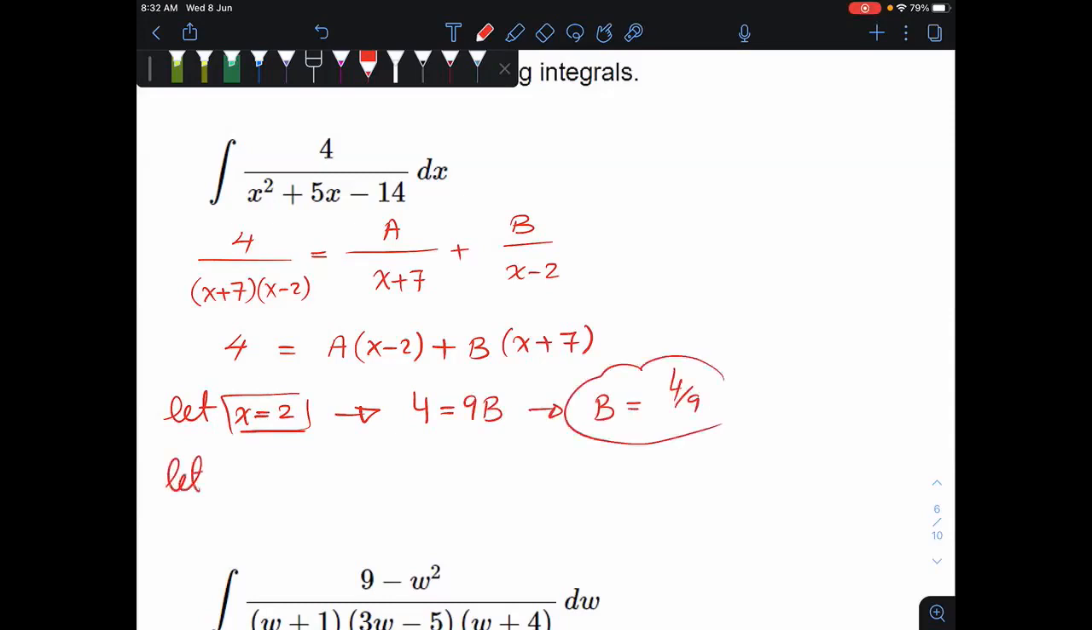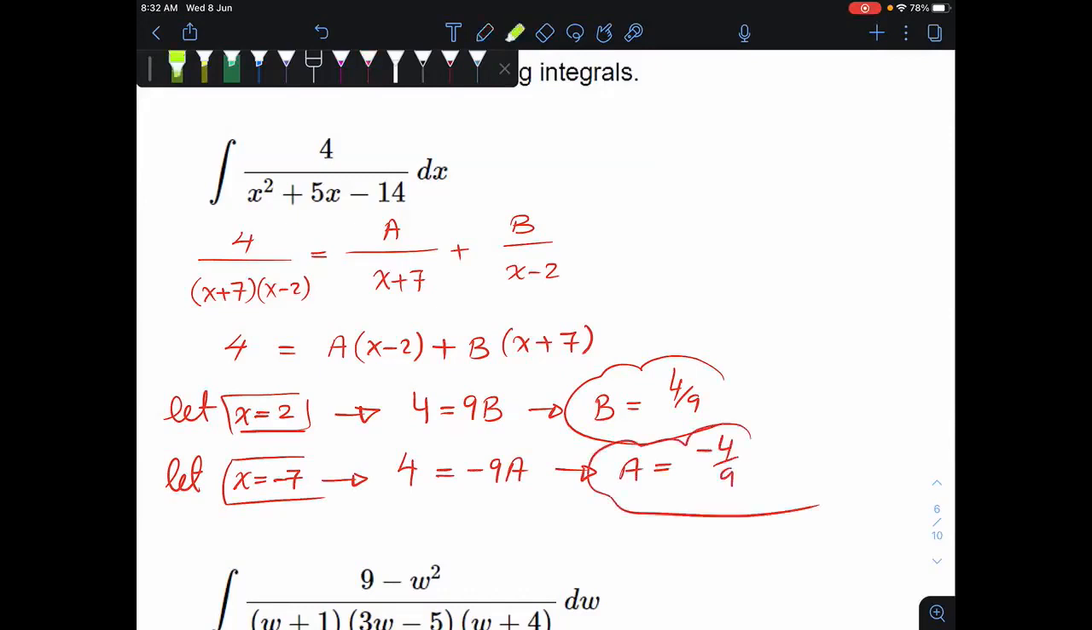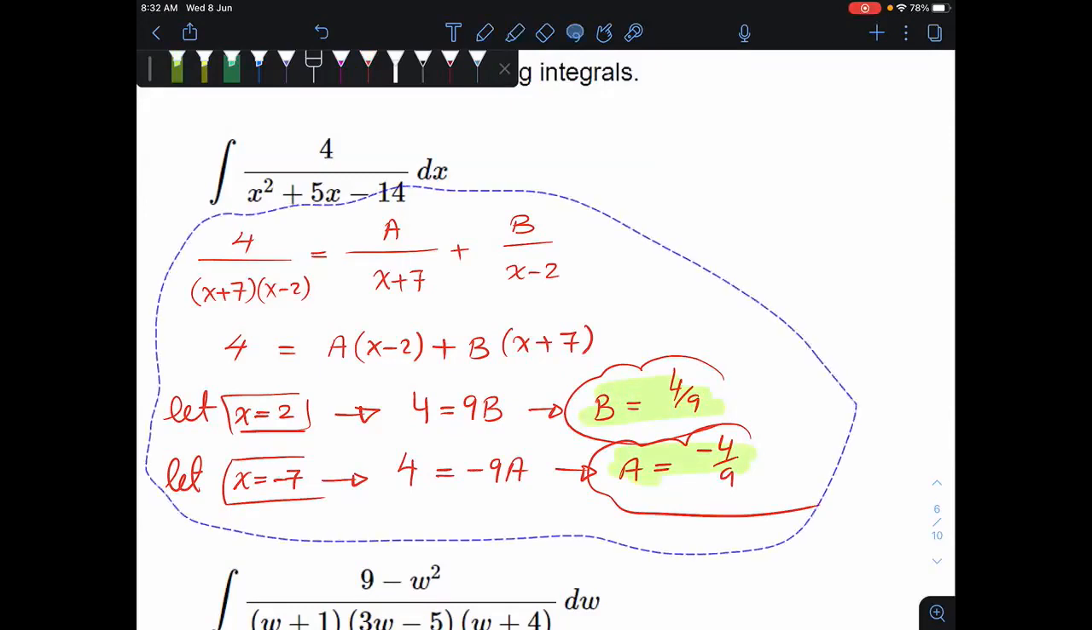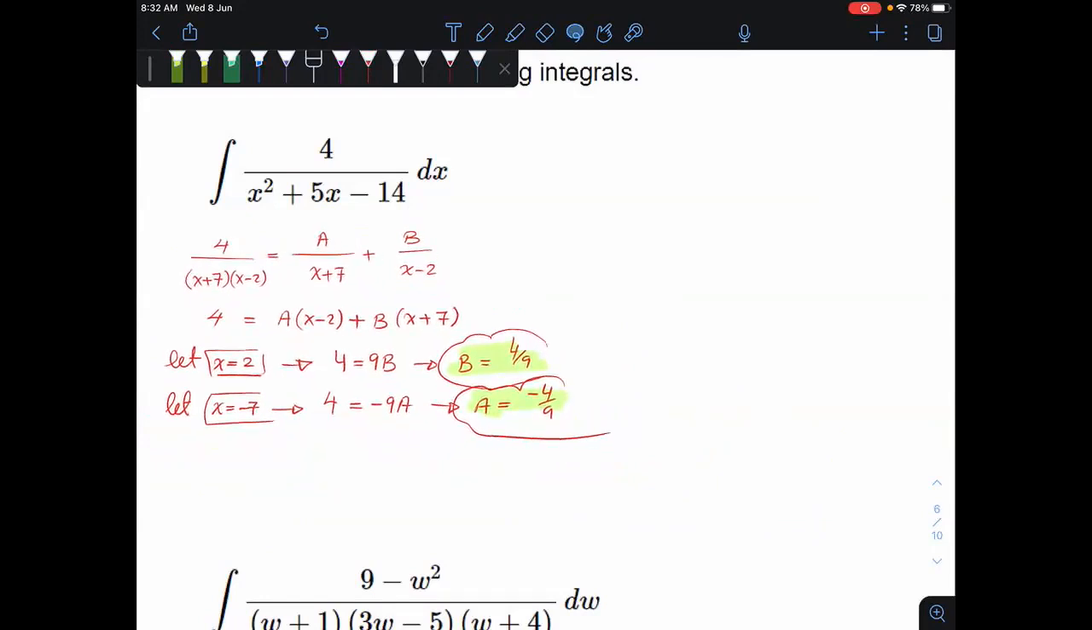Then we let x equal negative 7. So 4 is equal to negative 7 plus 7, which is 0B, and negative 9A. And so A is negative 4 over 9. Now we have the values of B and A. We can substitute in the first step and integrate.